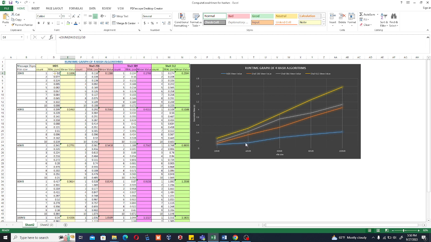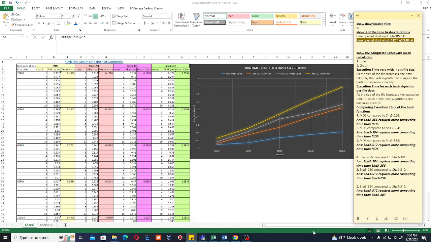At 40 MB, we can also see the varying difference as it increases in that order, and the same at 60, 80, and 100 MB. So we can clearly see that with SHA-512, the time required to compute will definitely be higher. Here we've gone through the graph, and in the conclusion we can see that the execution time varies with the input file size. That is, as the size of the file increases, the time taken by the hash algorithm to compute the hash also increases linearly.